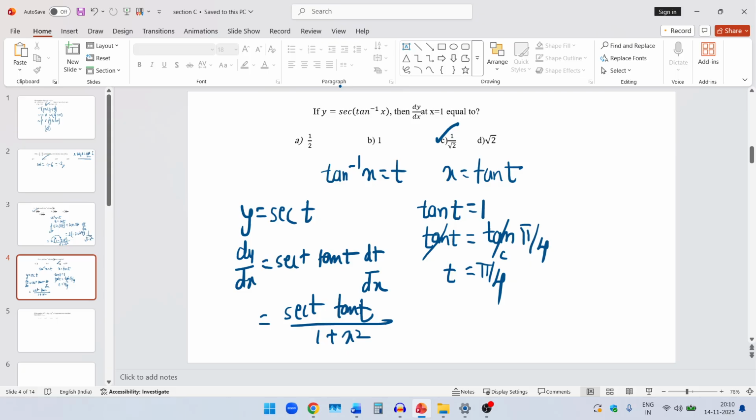Now wherever you have t, substitute pi by 4. Wherever you have x, substitute 1. So you will get sec pi by 4 times tan pi by 4 divided by 1 plus 1 square. So obviously sec pi by 4 is root 2, tan pi by 4 is 1, so it is root 2 divided by 1 plus 1 is 2. So the answer is 1 upon root 2.